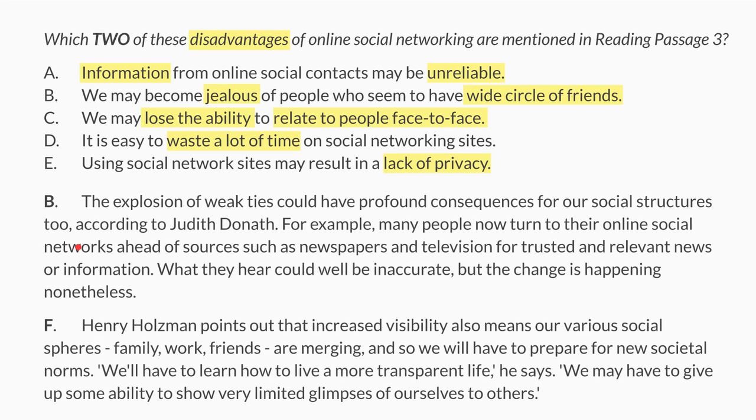So let's say that we have these two paragraphs for this question. We have paragraph B and paragraph F. So our two answer choices are going to come from these two different paragraphs. While I'm scanning for my answers to the easy questions first, I'm also going to be on the lookout for any language that talks about a disadvantage. So here, let's see if we can find anything related to disadvantage.